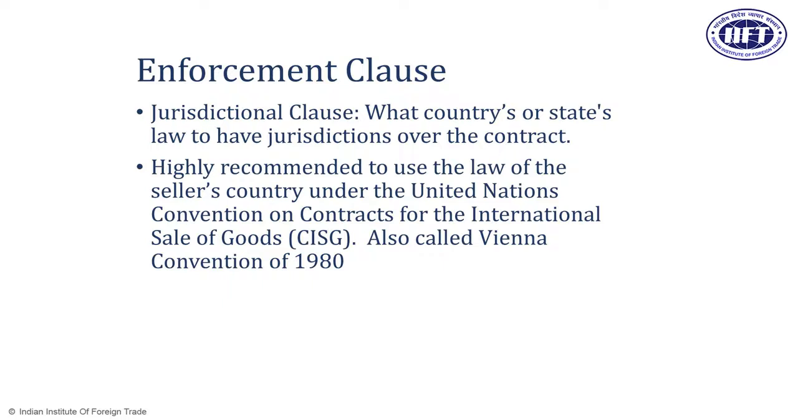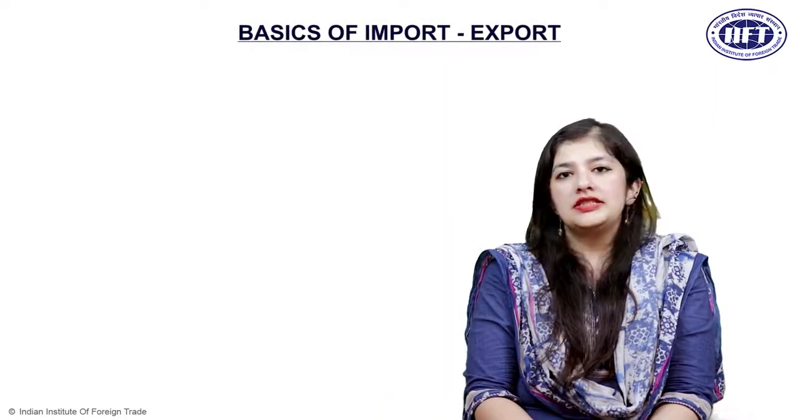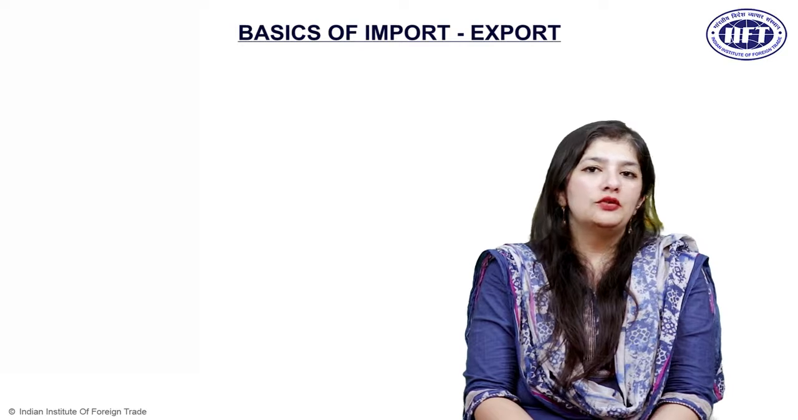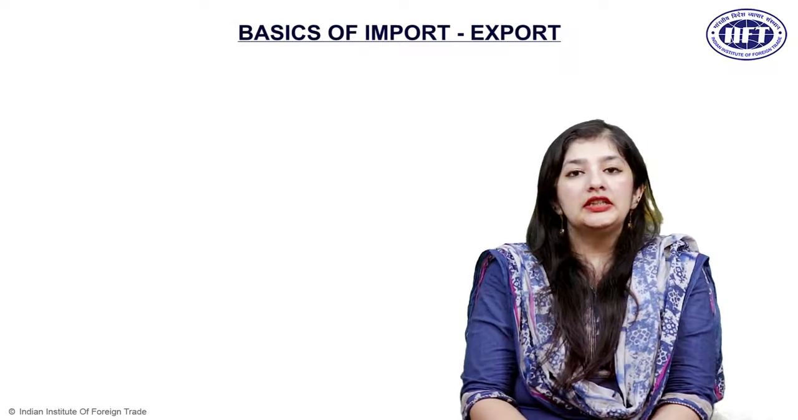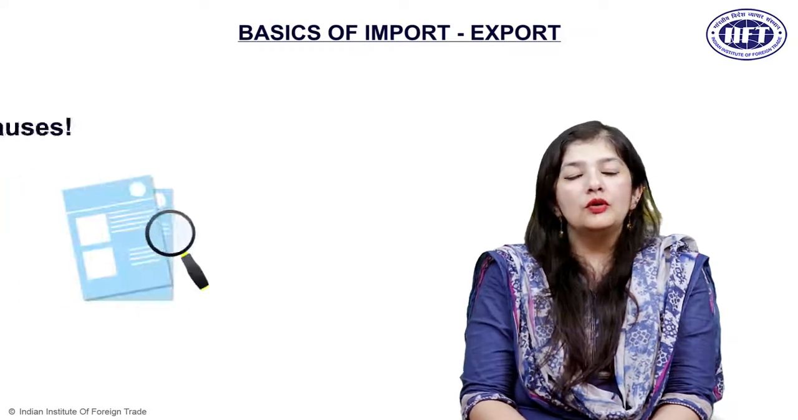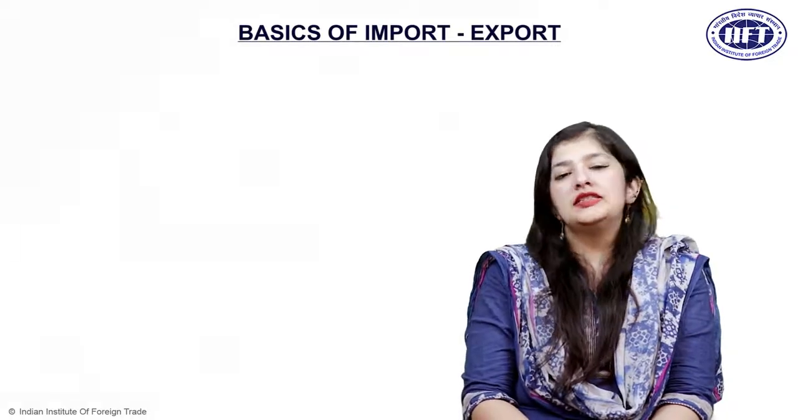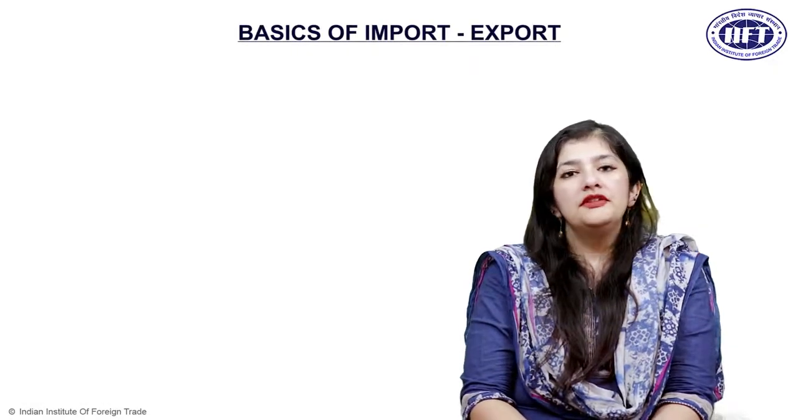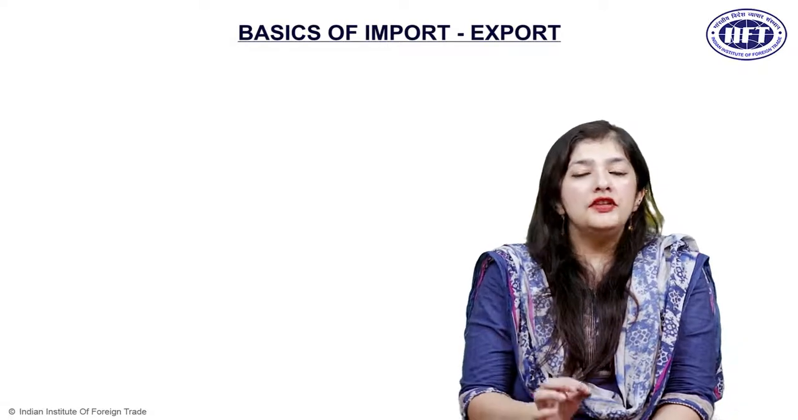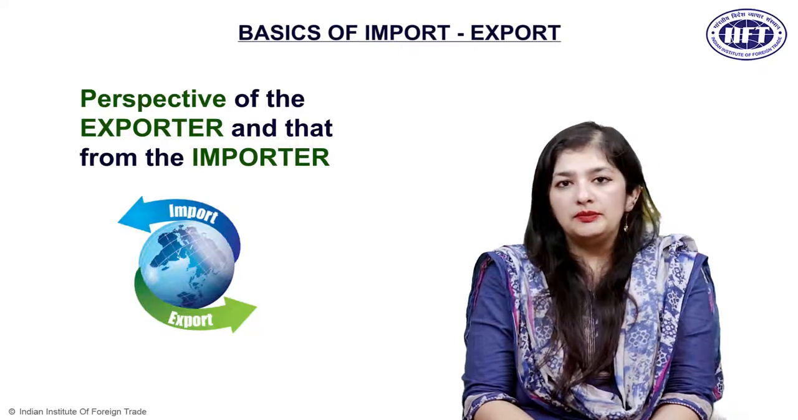Otherwise, if at all there is a slight breach in the contract, it may be a huge loss for both the parties. So friends, after seeing today's session, I'm very sure that you all must have understood how important a contract is in international trade. Which clauses are important when we talk about contract formation? Which party gets an upper hand when we talk about various clauses in a contract? Which aspect is important from the perspective of the exporter and that from the importer?